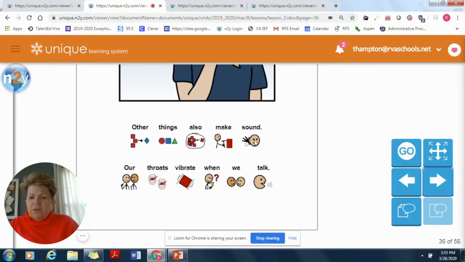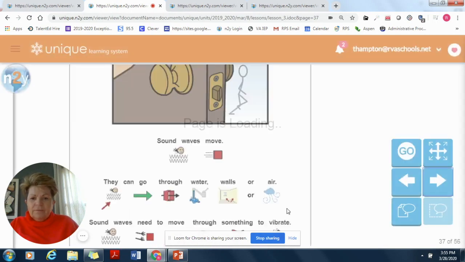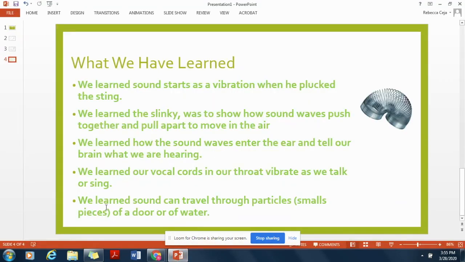Other things also make sound. Our throat vibrates when we talk, or I would say when we sing as well. We learned that sound can travel through particles. Now, particles are really small pieces that are a part of any object, of anything. It's all made of particles.